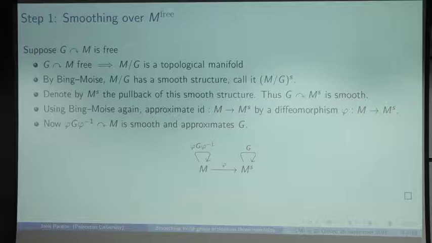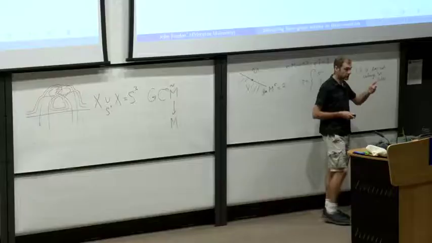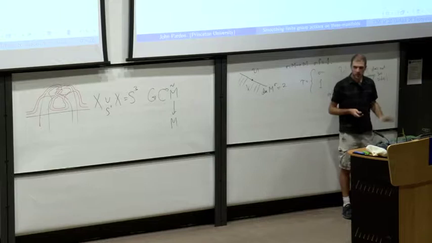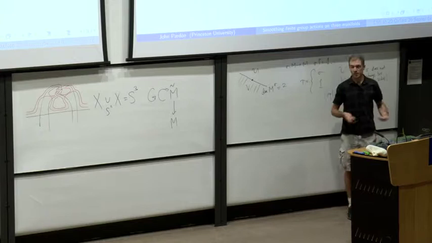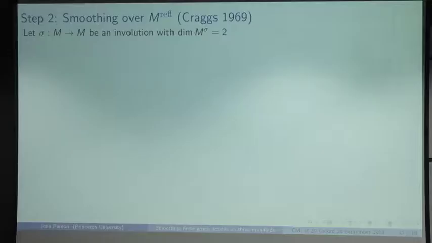Okay, so now let me explain this result of Crags, which deals with the case of involutions fixing a surface. Again, one can make this argument completely locally, but I'm going to pretend that my group is Z mod 2, and its fixed set is a two-manifold, possibly wildly embedded.